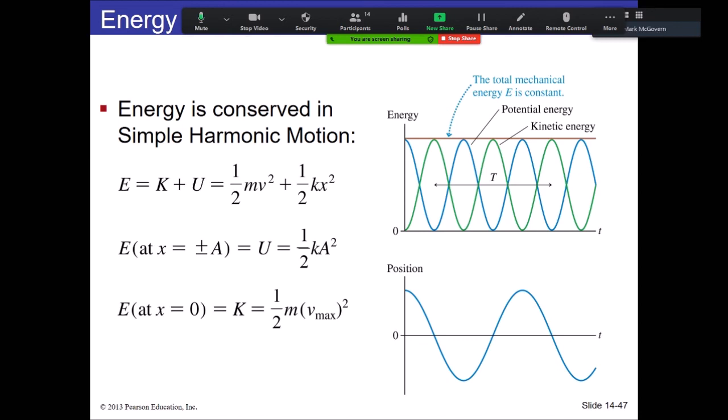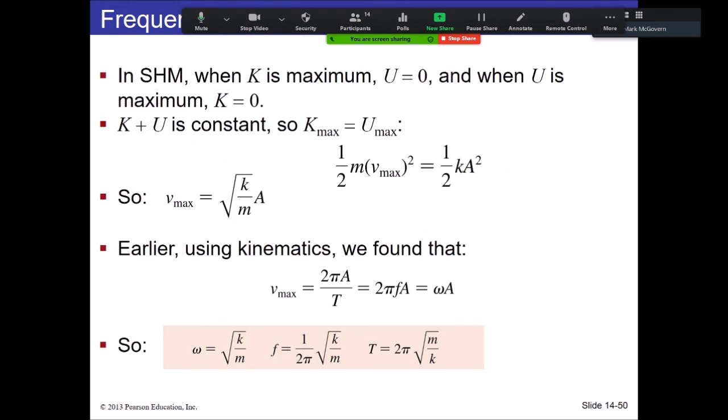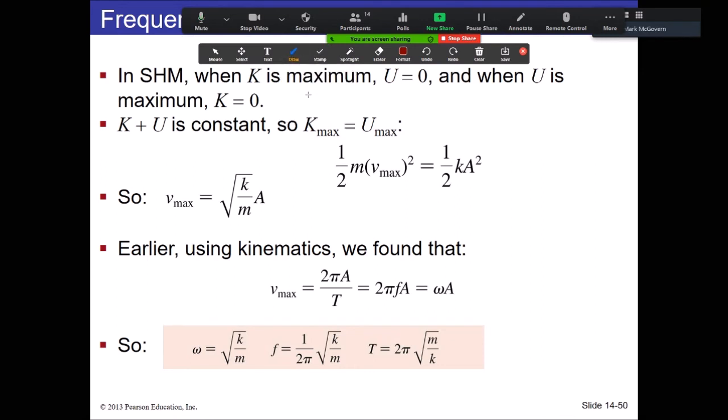Now do realize that the V max, we already know what that is, right? That's equal to omega A. So I'm going to set these two equal to each other, and you can solve for V max, and V max is this expression right here. But V max is equal to omega A. So if I plug omega A into the stuff over here, the A's drop out, and I end up with this really, really nice expression that, again, only applies for springs.